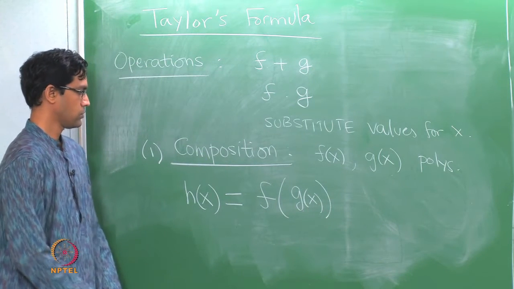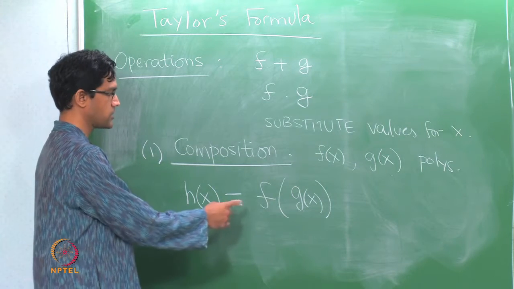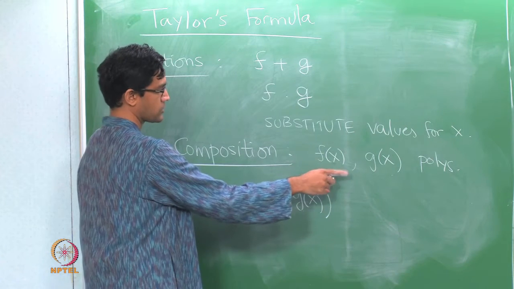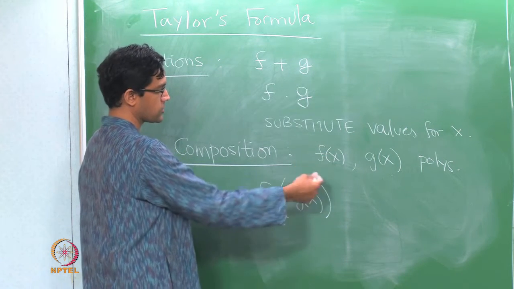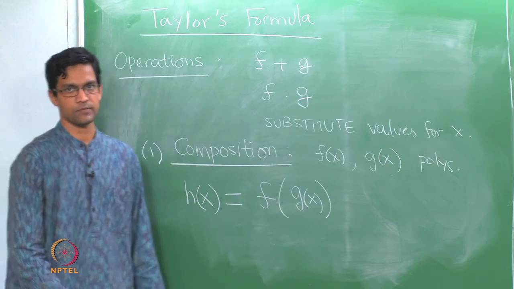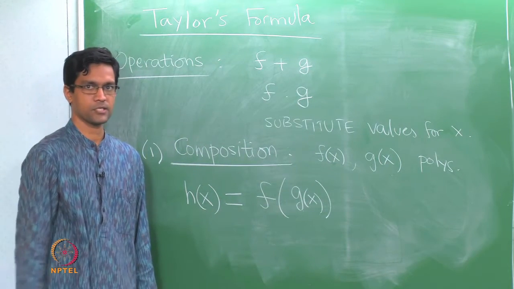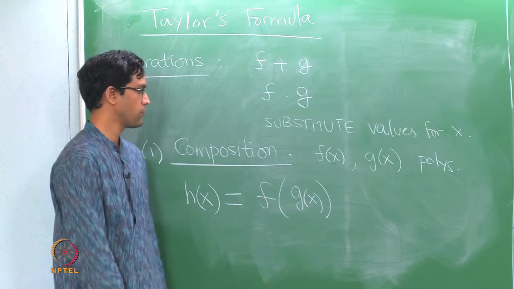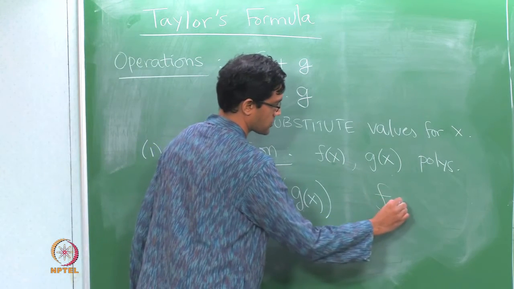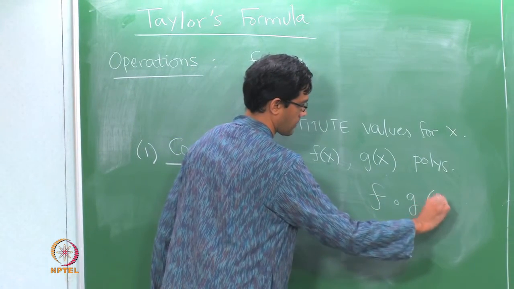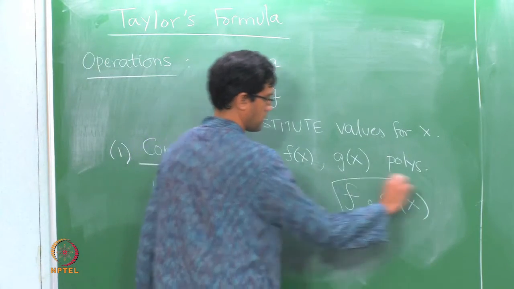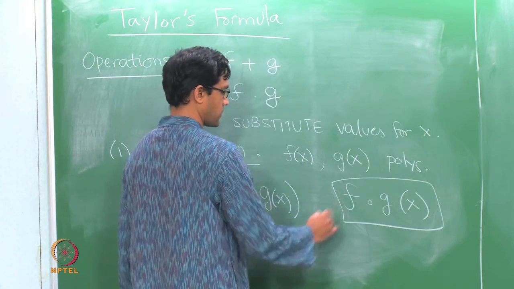Okay, so what does this mean? It just means in this polynomial f, wherever you have the variable x, you don't substitute a value for x. Instead, you just substitute the polynomial g of x in place of x, right? So I hope this is familiar from something you have seen before. Now this is called the composition of f and g. So sometimes this is written as f circle g of x. Okay, this is just notation for this.